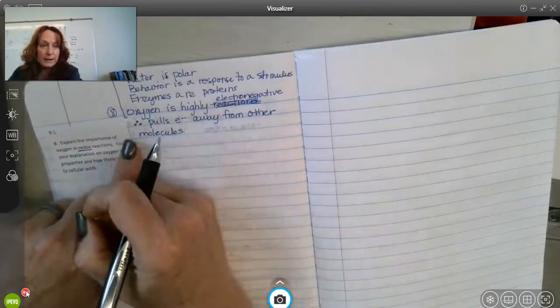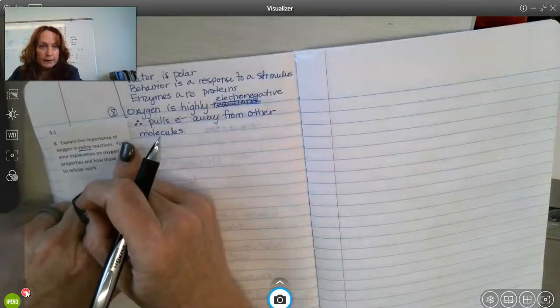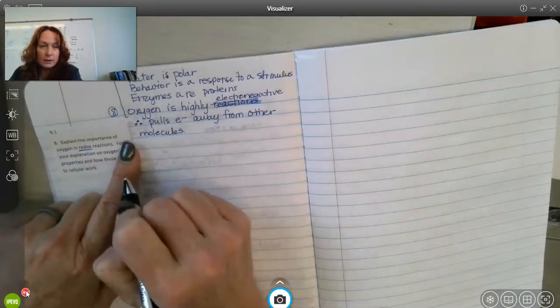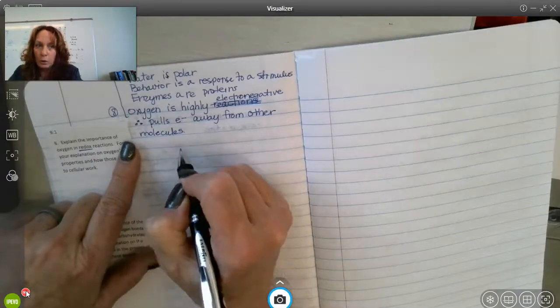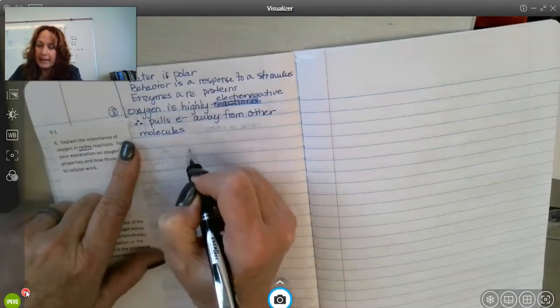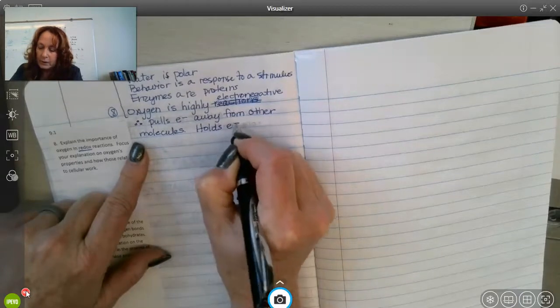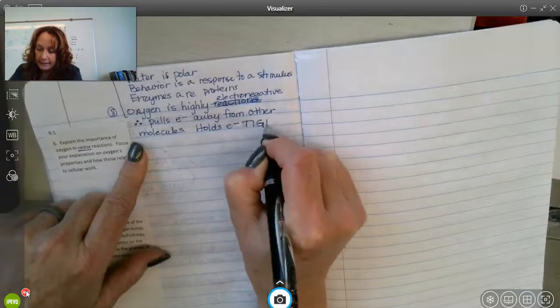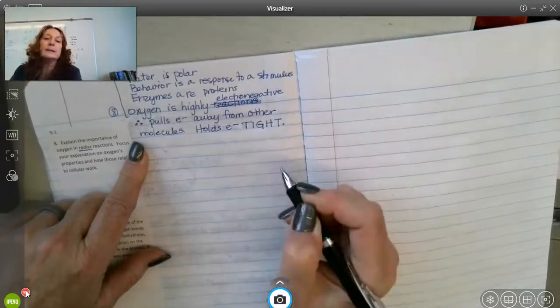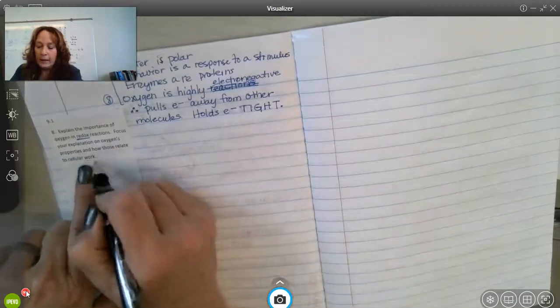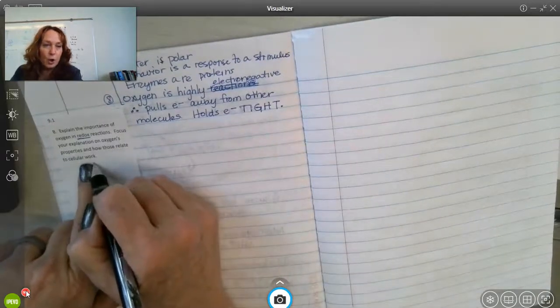It's an oxidizing agent. It's a bully. It snatches away electrons. It really holds electrons tight, tight. How does that relate to cellular work?